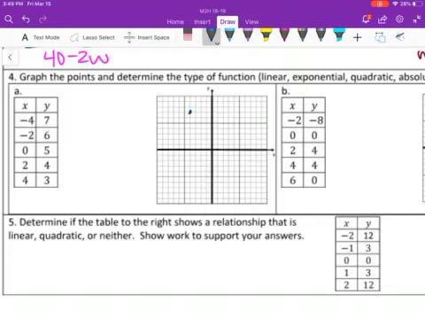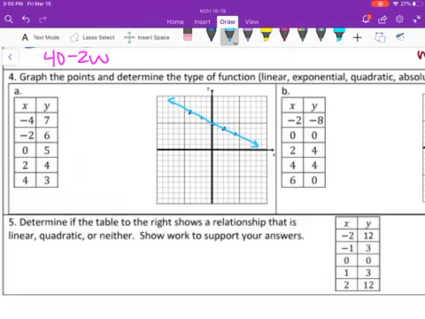Left 2, up 6, 0, 5, 2, 4, 4, 3. And as you notice, this is making a line, right? Just based off of those values.